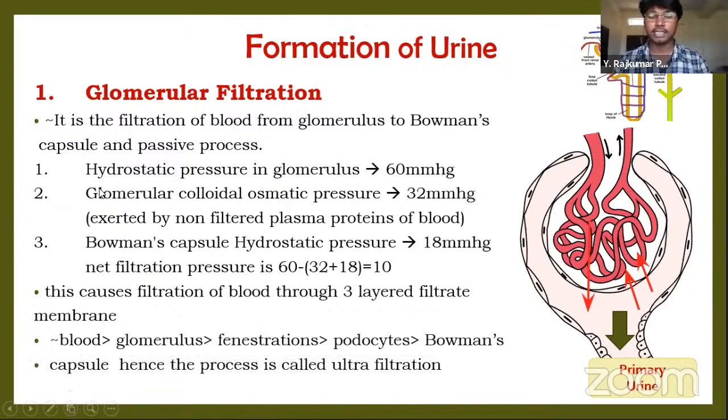You can see the cascade of the urine transport. So blood in the glomerulus, there are small hole-like structures in the glomerulus. They are called fenestrations, and there are podocytes which exist in the glomerulus. And through the podocytes, the urine comes into the Bowman's capsule. Hence, the process is called ultrafiltration.